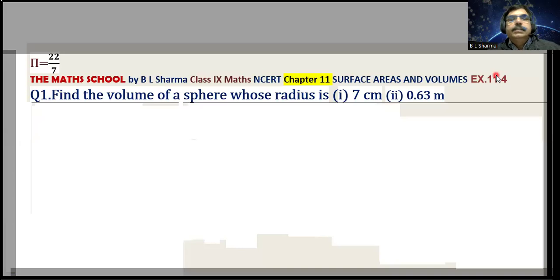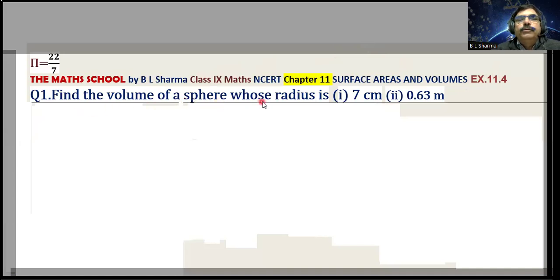This is exercise 11.4 of class 9th mathematics, chapter number 11, that is surface areas and volumes. In this video, you will watch all the questions of this exercise that are particularly related to the volume of sphere and hemisphere. And the first question is on your screen.